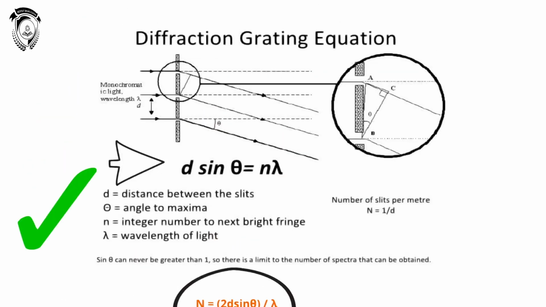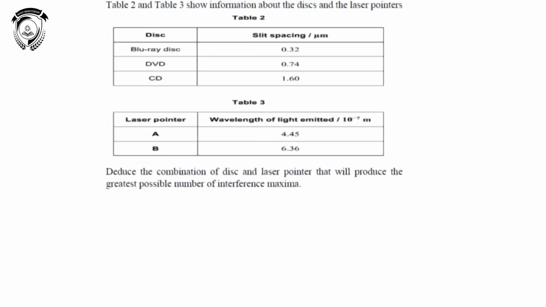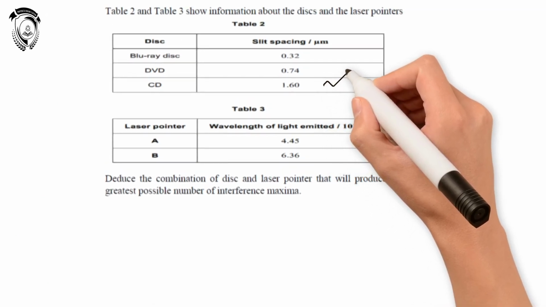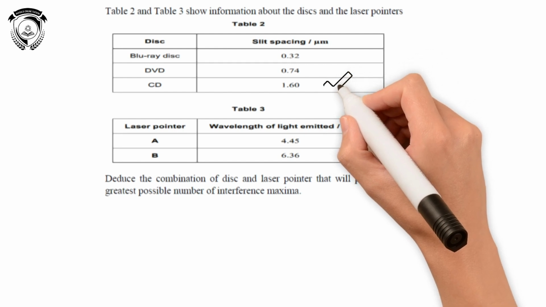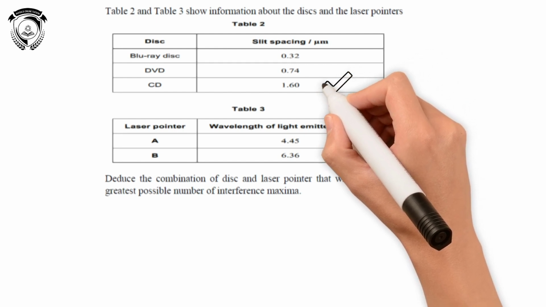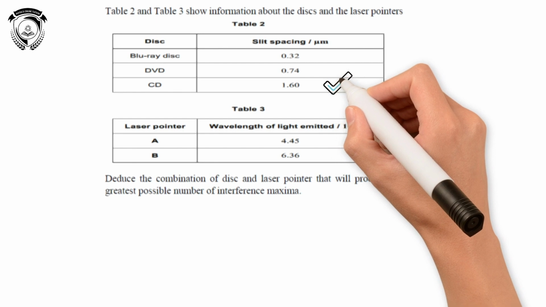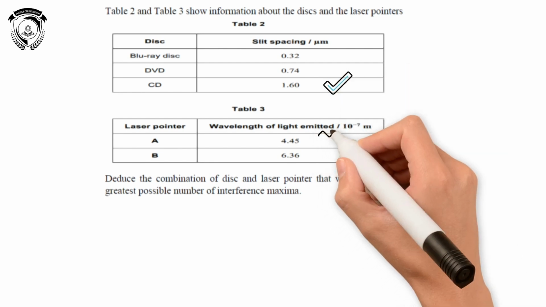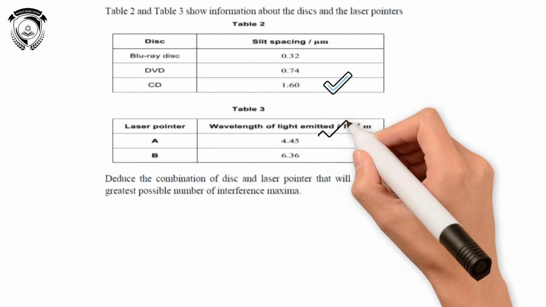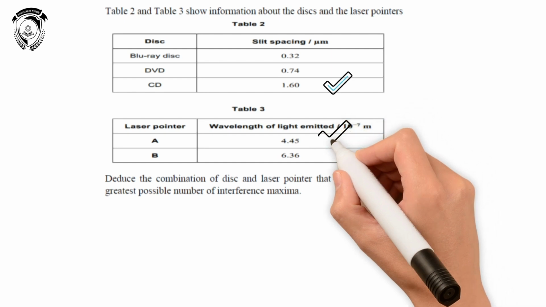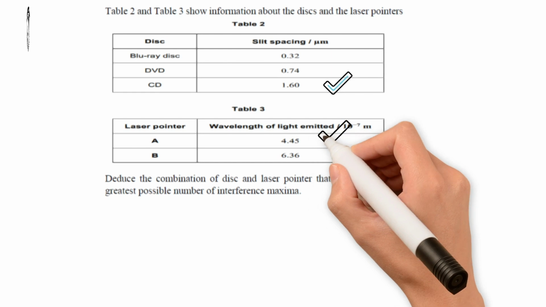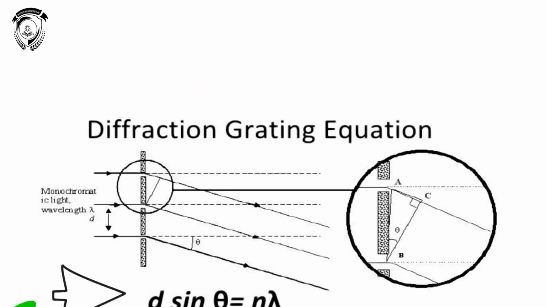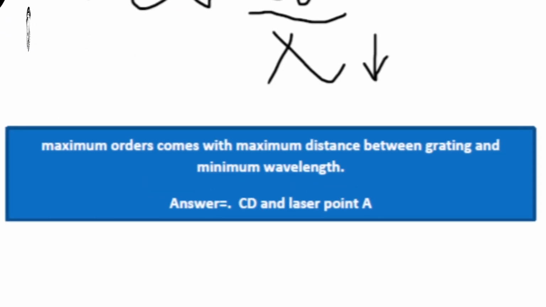So I move back to the table which they have given us in the question and see which disc has the maximum slit spacing. It's disc CD. And which laser has the minimum wavelength? That's laser A. Which combination is going to give me the maximum bright fringes? It will be laser A, and the slit spacing should be CD, which is almost equal to 1.6.